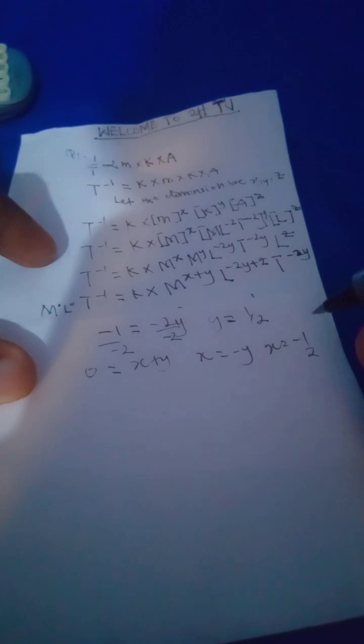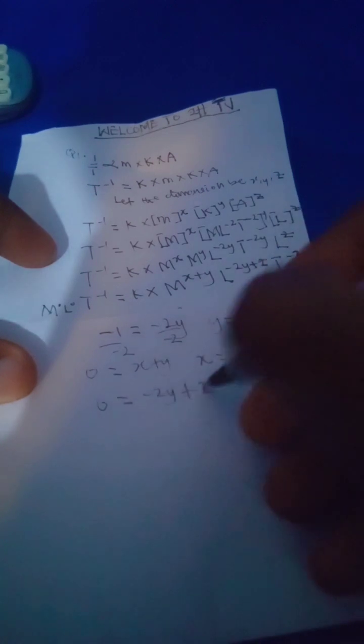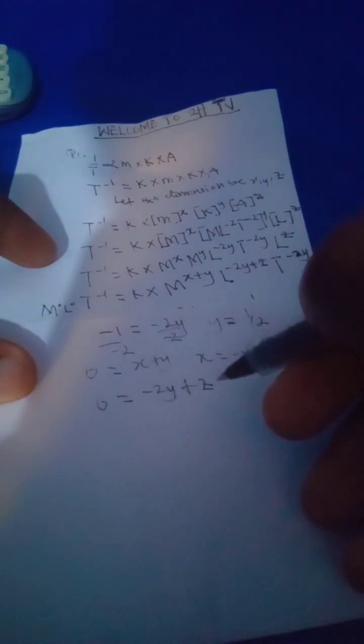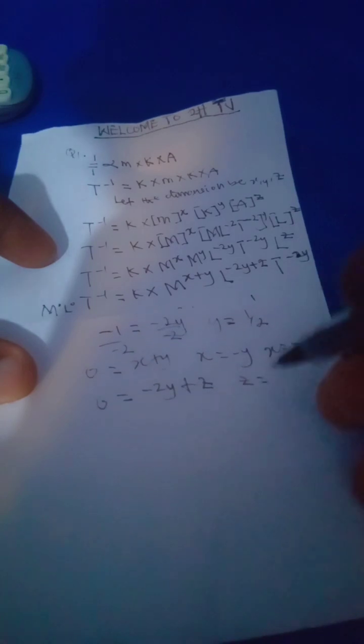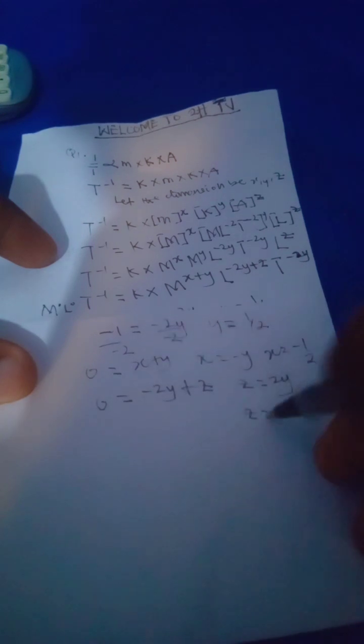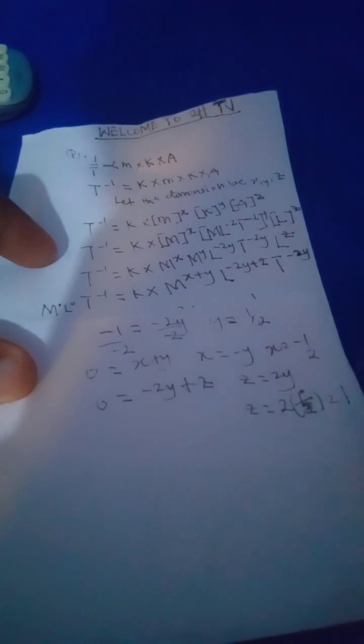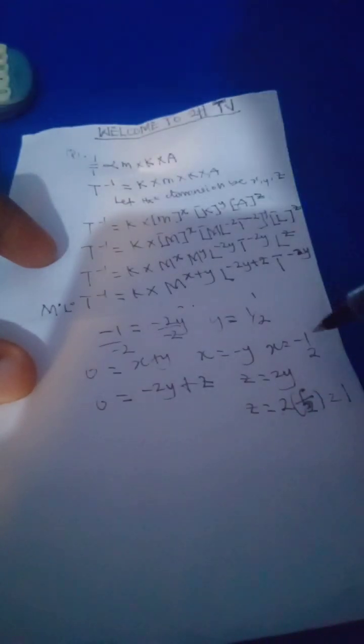Now let's compare the last term to find the z value, which is the L. So our 0 is equal to negative 2y plus z. Let's make z the subject. Making z the subject, you get z is equal to 2y. We know y to be half, so z is equal to 2 multiplying half, which gives 2 over 2, which gives 1. So our x value is negative half, our y is half, and z is 1. Okay, so take note.